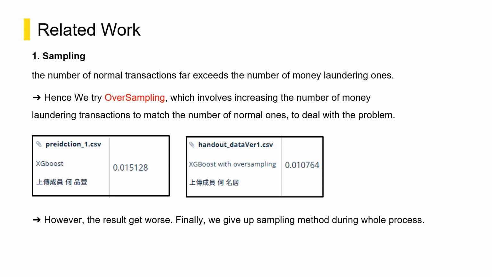The first one is sampling, because intuitively, the number of normal transactions far exceeds the number of money laundering ones. So we tried oversampling, because with undersampling we would lose some data size. But you can see in our picture, without oversampling we get 0.015, but with oversampling we only get 0.01. So with this result, because it got worse, we finally gave up the sampling method for the whole process after.